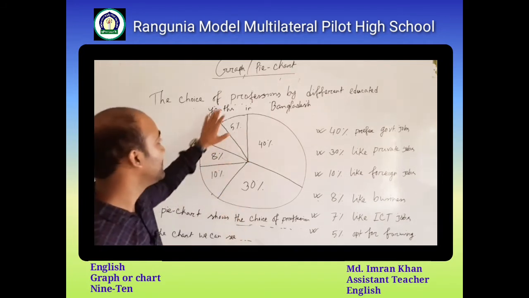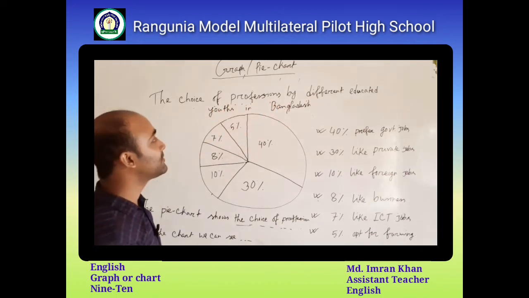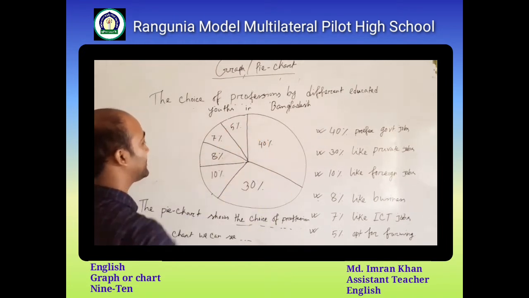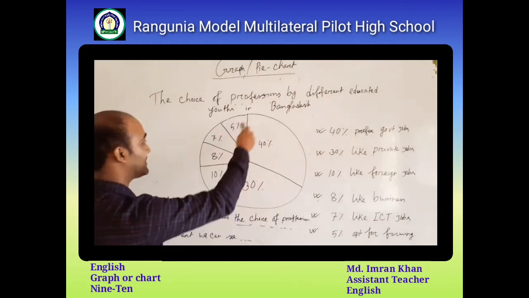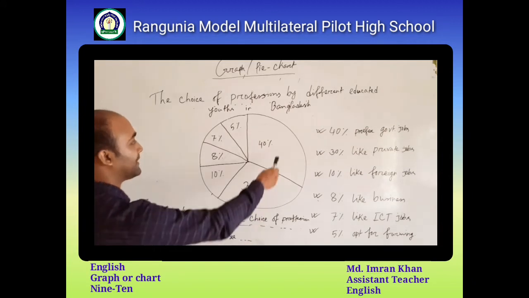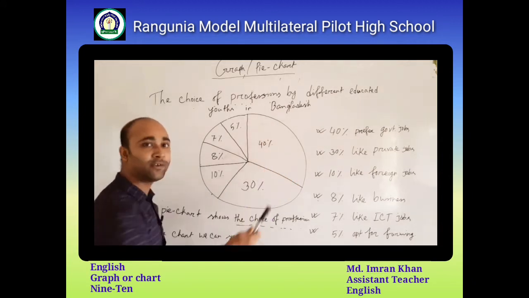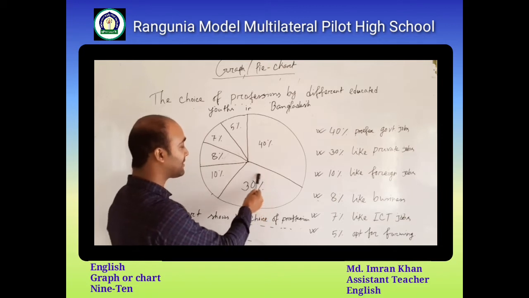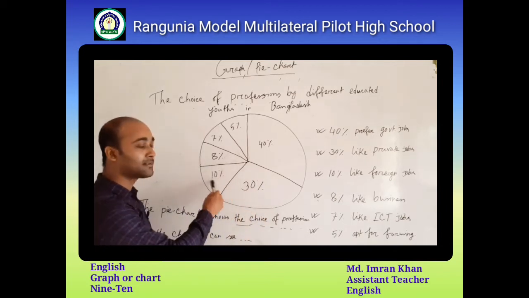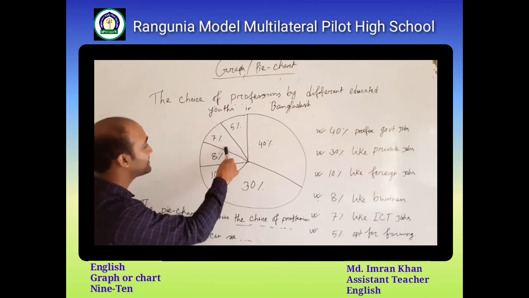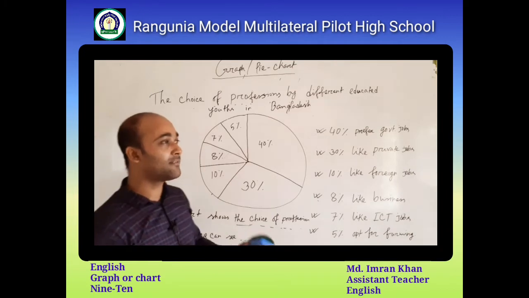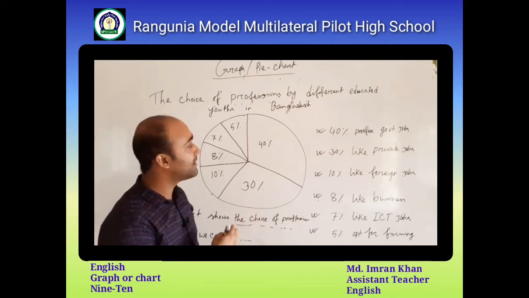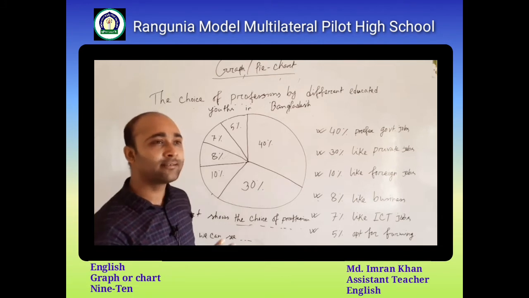The chart shows the choice of professions by different educated youths in Bangladesh. In the chart you can see there are six parts or six portions. The very big portion is 40%, in the second one you can see 30%, in the third one 10%, in the fourth or next 8%, 7% and 5%. That means it gradually goes to the lower portion of the chart. It is something like a sequence.